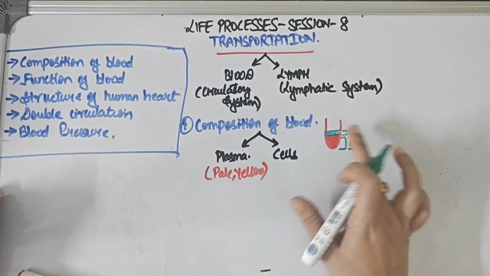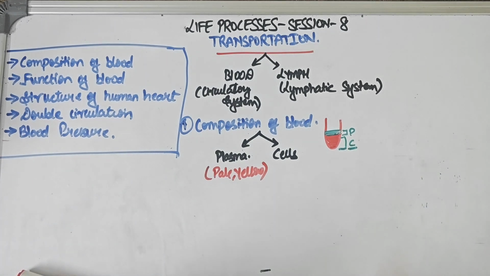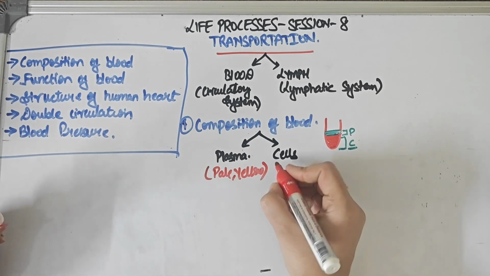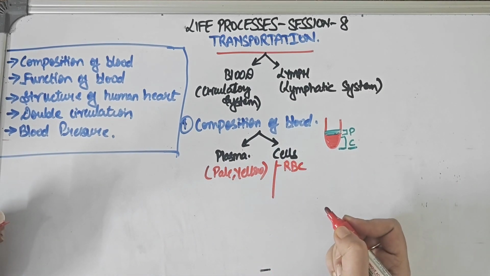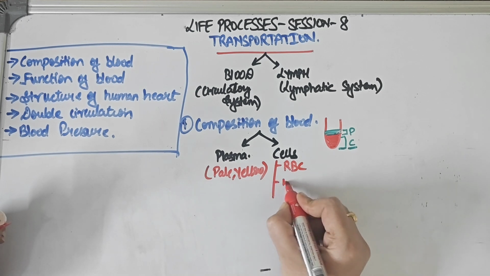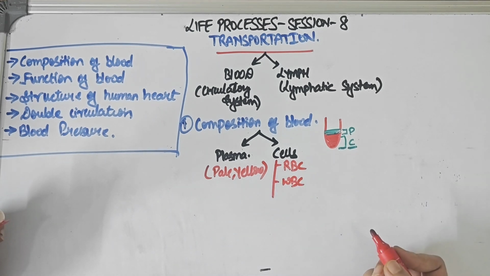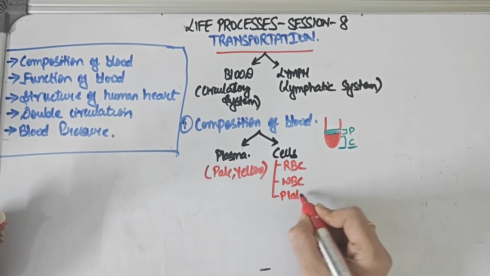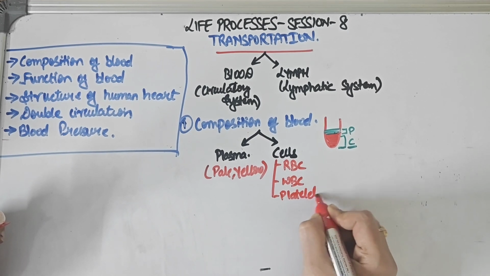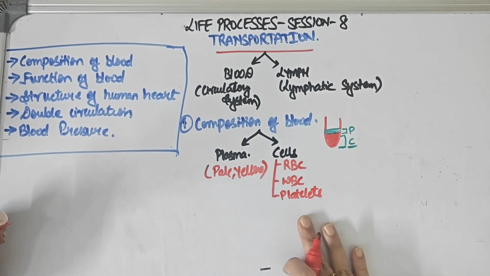But this debris that settles down is something known as the cells. So how many cells does the blood have? We know that our blood comprises three major types of cells. One is known as RBC, or the red blood cells. One is known as WBC, or the white blood cells, and one is your platelets, which play a very important role.